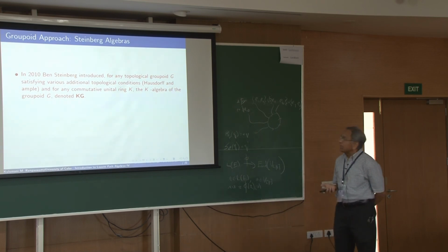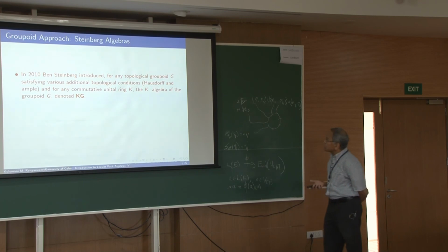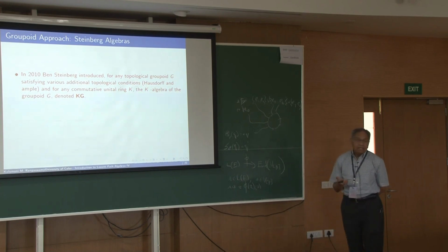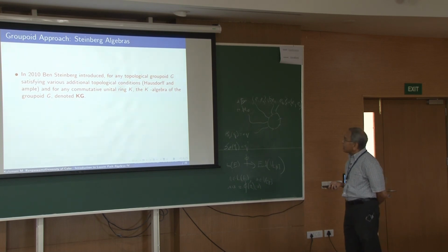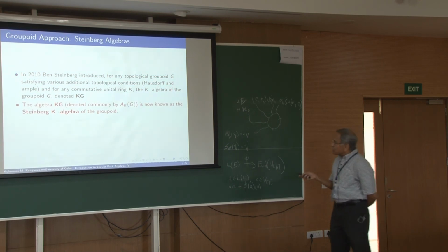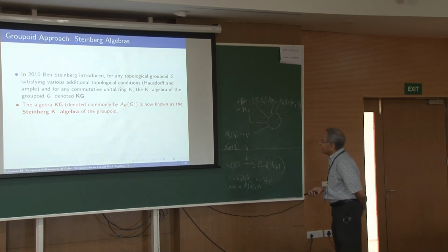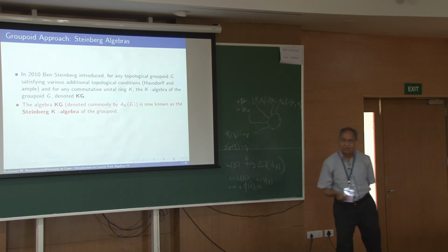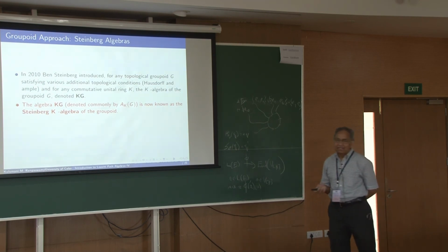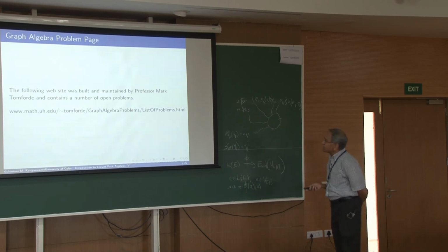In 2010, Ben Steinberg introduced, for any topological groupoid G satisfying various additional topological conditions such as Hausdorff and so on, and for any commutative unital ring K, the K-algebra of the groupoid. It didn't need a field. Professor Clark and colleagues were working on it perhaps independently. They called this a Steinberg algebra in his honor. In my opinion it should perhaps have had a different name, but everybody calls it a Steinberg algebra. I'm hoping she will talk about it next week.